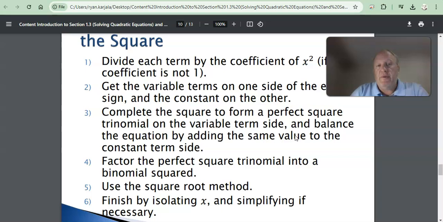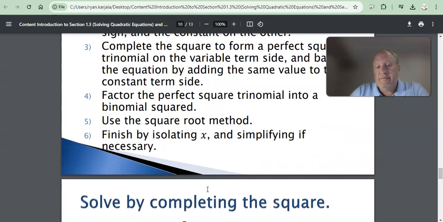Here's the process for completing the square. The big thing about completing the square is the coefficient of the x squared term has to be 1, so you've got to divide it off. So you want the variables on one side and the constant on the other. Essentially we're trying to form a perfect square trinomial on one side, and the other side has the rest of the numbers. You'll factor the perfect square trinomial, and then you'll use the square root method.